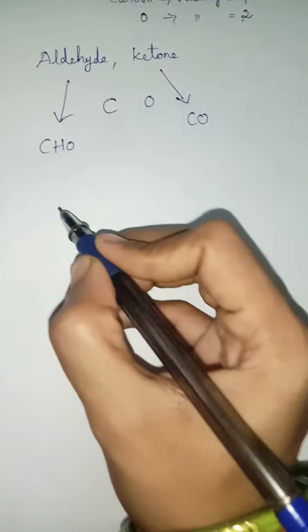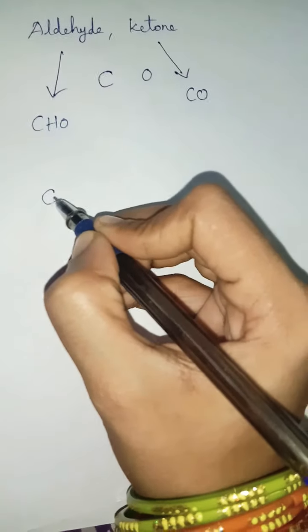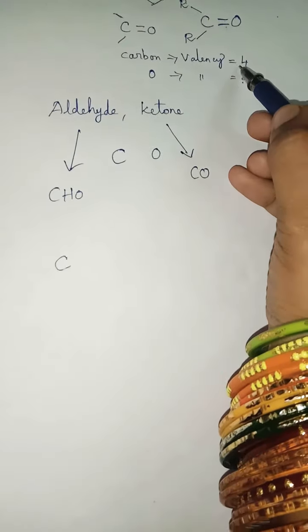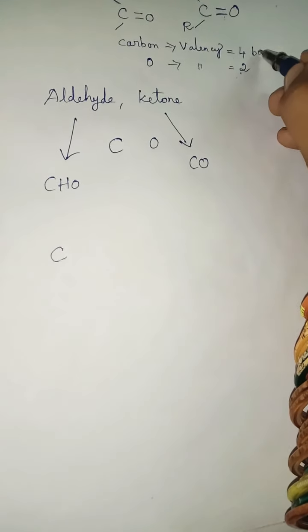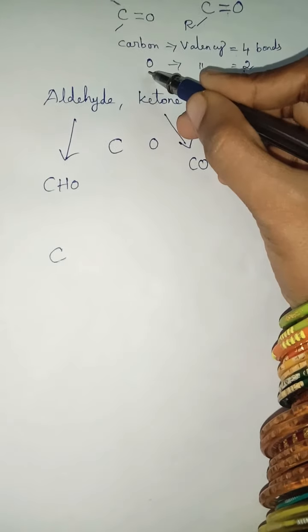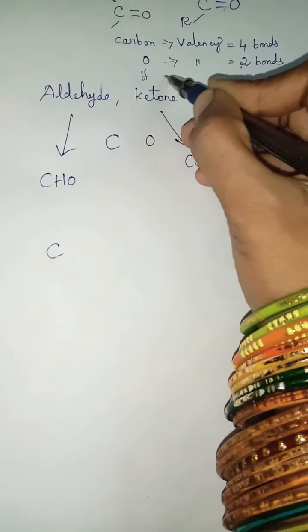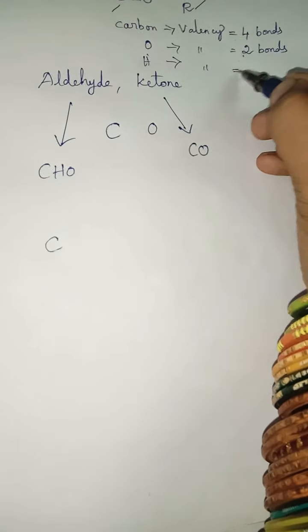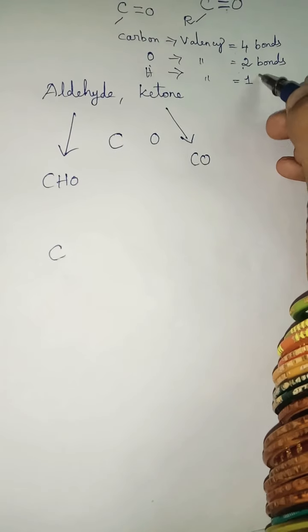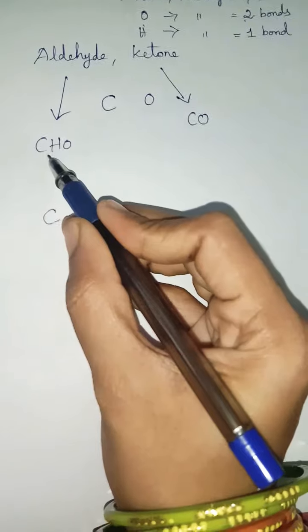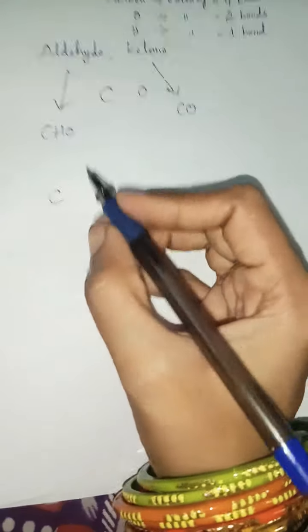Aldehyde, CHO. For carbon, how many valency did I say? For carbon the valency is 4, so we have to write 4 bonds. For oxygen, 2 bonds. For hydrogen the valency is 1, so only 1 bond. Now we are going to write the structural formula for aldehyde.